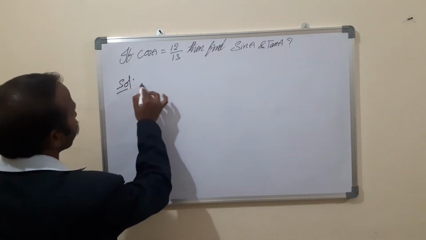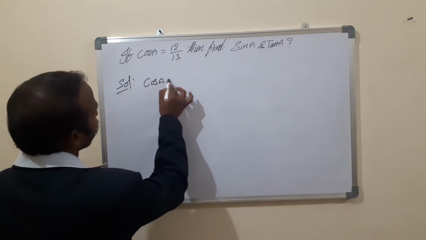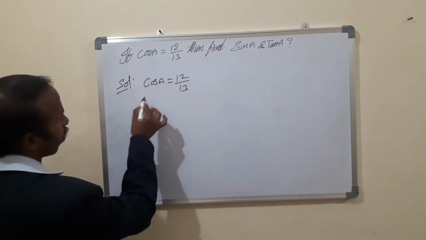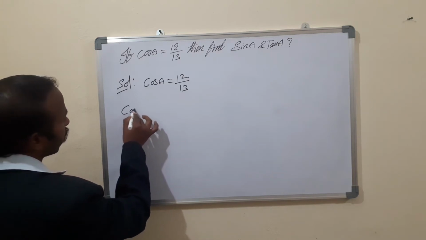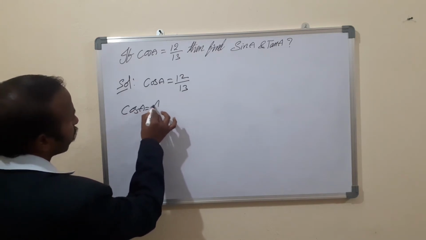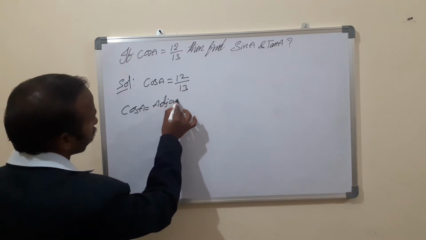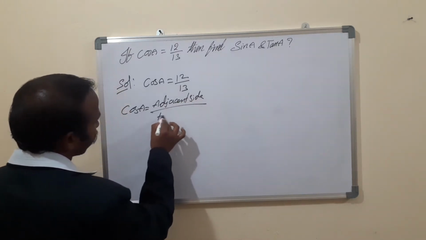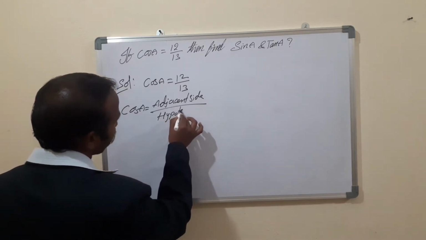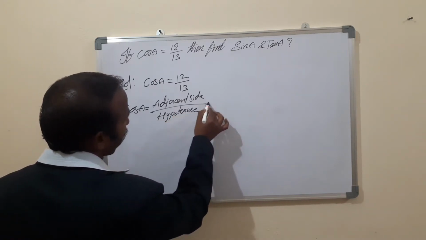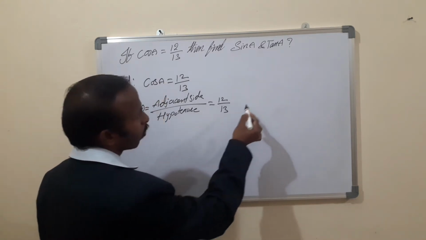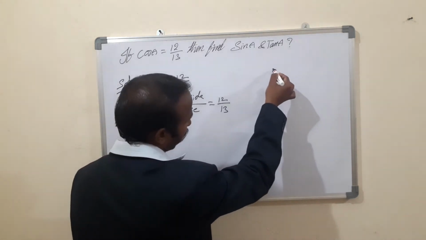The given data is cos A equal to 12 by 13. We know the cos A formula in terms of sides: cos A equal to adjacent side by hypotenuse, is equal to 12 by 13. It is a ratio. So first we will draw a right angle triangle.